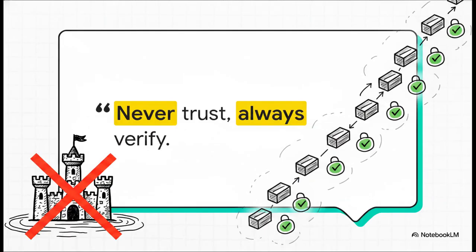Our anchor principle here is pretty simple. Never trust, always verify. But actually operationalizing that, that's incredibly complex. We are totally abandoning the old castle and moat security model. In the architecture we're exploring today, every single network request, whether it's coming from completely outside the perimeter or from the exact same server rack right next door, has to actively earn its access through continuous, rigorous verification.